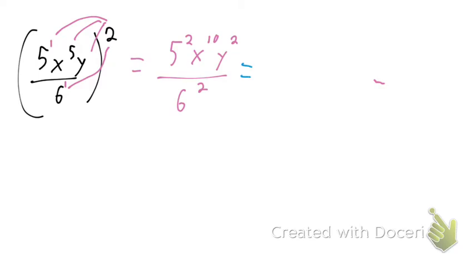So now we say, okay, we can still do more here. What more can we do? We can take the 5 and square it, so 5 times itself. And what is that, Jaden? 25. Gets me every time. x to the 10th and y to the 2nd just stay the same. There's nothing we can do with those.